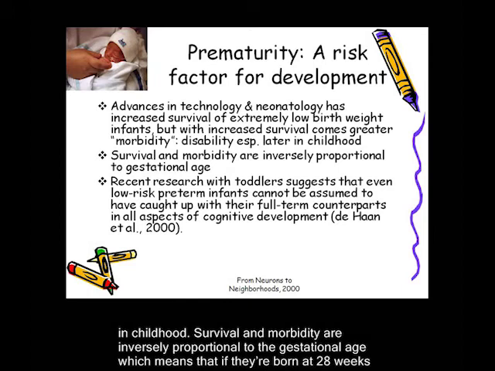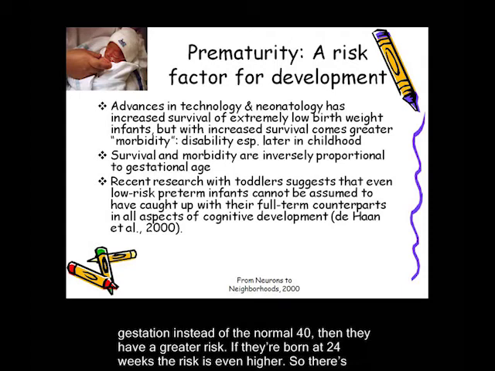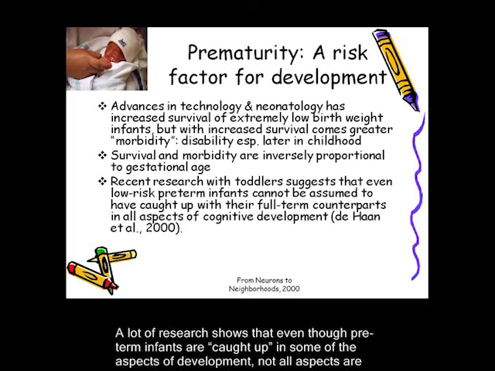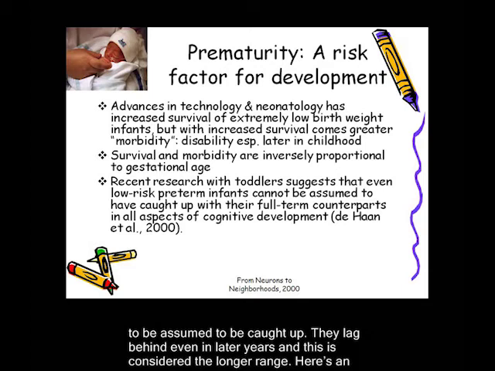Survival and morbidity are inversely proportional to the gestational age, which means that if they're born at 28-week gestation instead of the normal 40, they have a greater risk. But if they're born at 24 weeks, the risk is even higher. So there's this inverse curve: the lower the gestational age, the greater the morbidity. A lot of research shows that, even though the preterm infants are caught up, quote unquote, in some aspects of development, not all aspects are to be assumed to be caught up. They lag behind even in later years. This is considered the longer range.